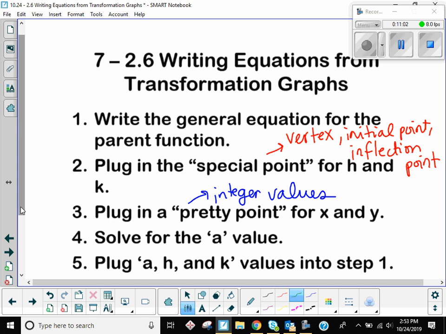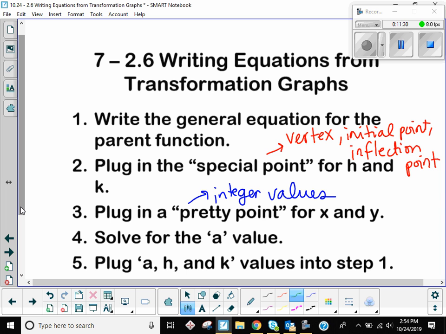By pretty point, I mean any point on the graph, but you want to look for one that has integer values because it's easier to work with whole numbers than fractions or decimals, okay? So that's what I mean by pretty point. After you plug in those things, you'll solve for the a value. The a value in your equation represents any reflection, stretch, or compress. And then the last thing you'll do is plug those a, h, and k values back into your step 1.